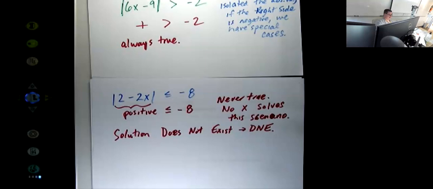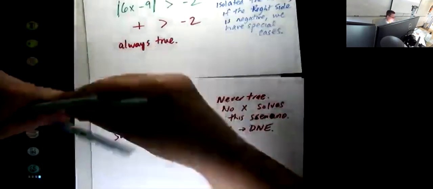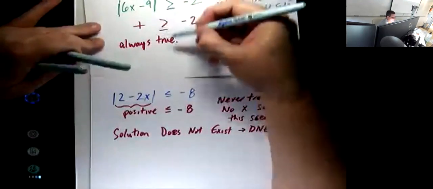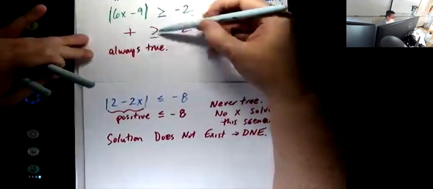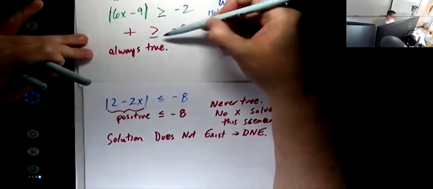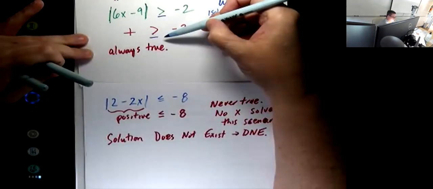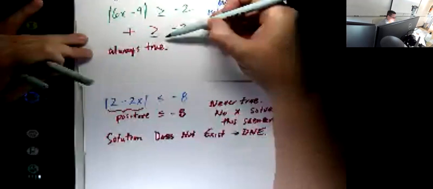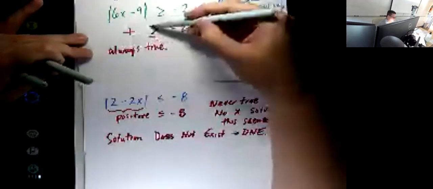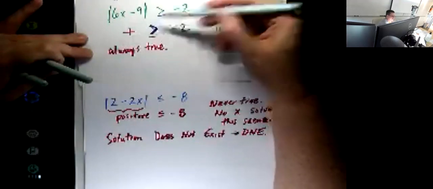Or would it be if the top of it? Say that again? Like the 6x minus 9 is greater than or equal to negative 2. Same situation. It's a positive number. We make it greater than or equal to. It's a positive number, it is always greater than or equal to -2. The equal to portion is obsolete, because it's never the equal portion. But it will always satisfy the greater than part.